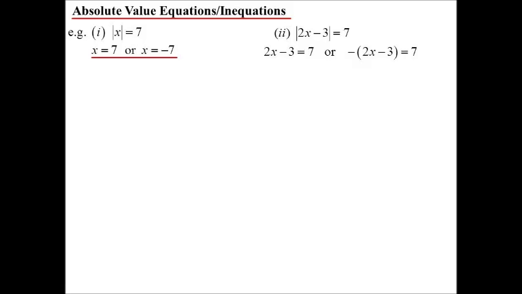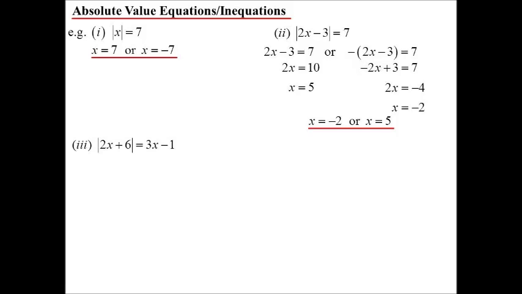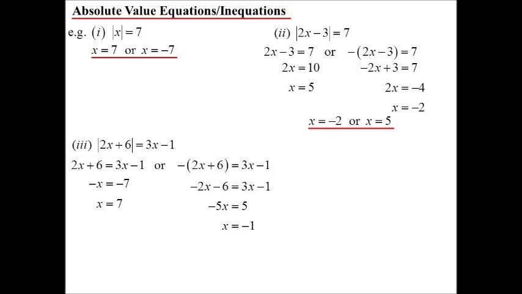Now that might seem trivial to you, and I suppose with equations it is. But when we come to inequations, it's very important, or we're going to get the sign mucked up when we go and solve things. So x equals 5, x equals -2. There's our 2 possibilities. Still only 2 possibilities, but it's 2x plus 6 or the negative of 2x plus 6. Left-hand side comes to be x equals 7. Right-hand side, x equals -1.